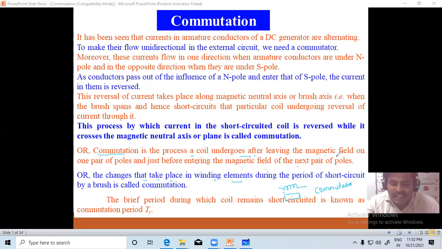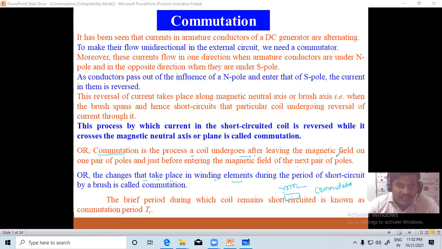This commutation action is done quickly because the armature speed is maximum. Suppose the armature runs at 1500 rpm and there are 100 coils. Each and every coil has to reverse its current, so that this action can be done within a fraction of a second. This is the definition of commutation.